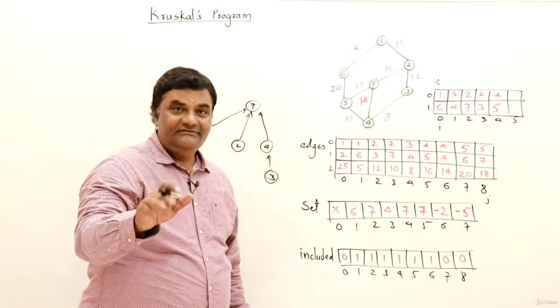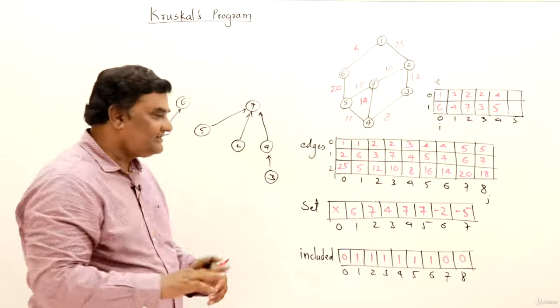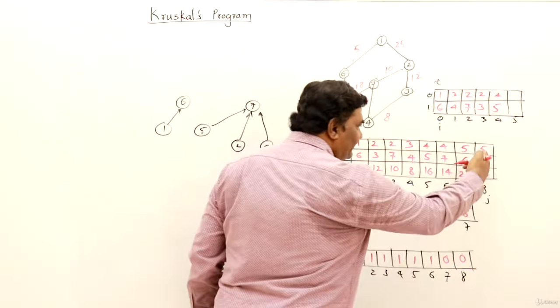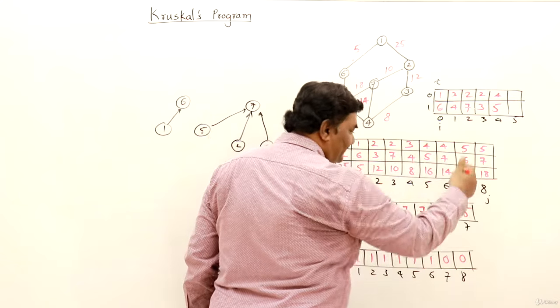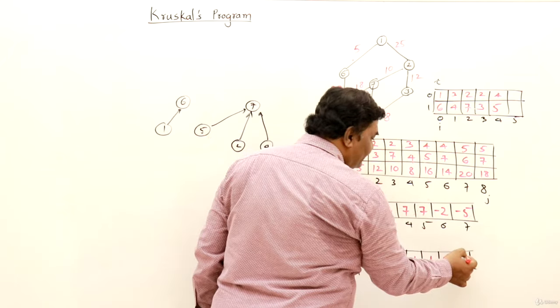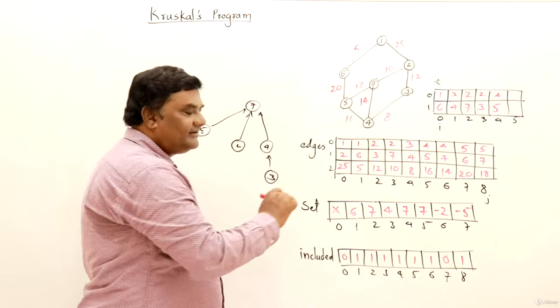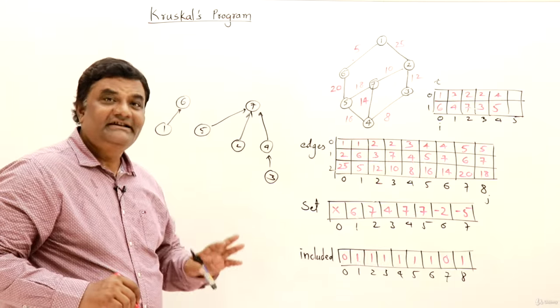This will form a cycle. If they belong to the same set, it is forming a cycle. So don't include this one. Don't include it in the solution, but mark it as 1 to show that this is finished. Right? This is completed. This edge is gone, deleted now.